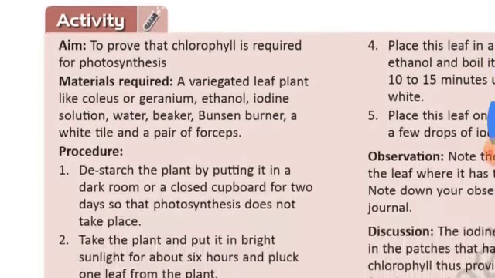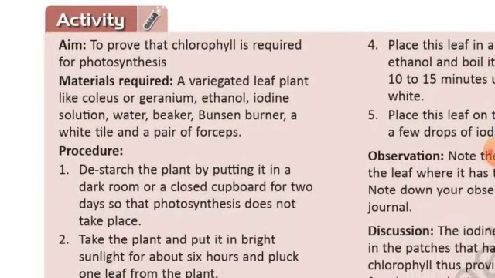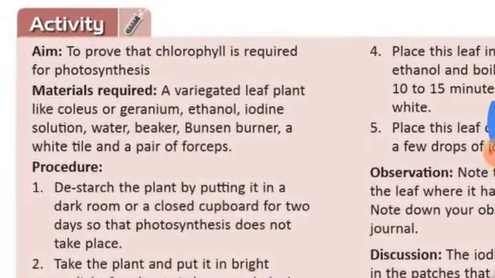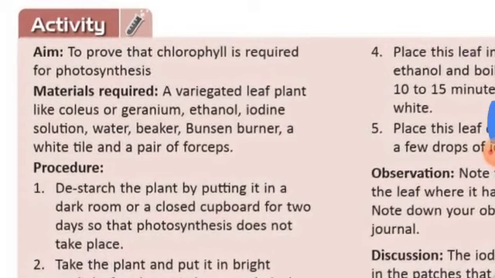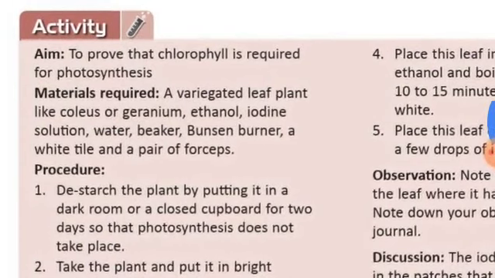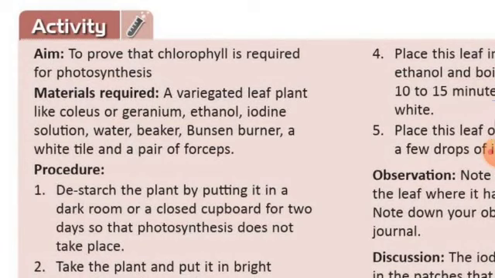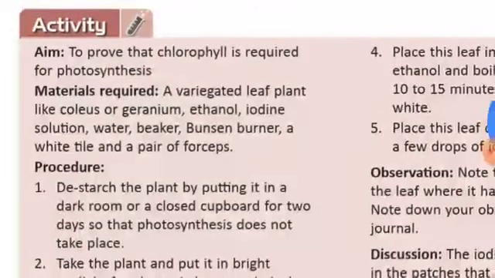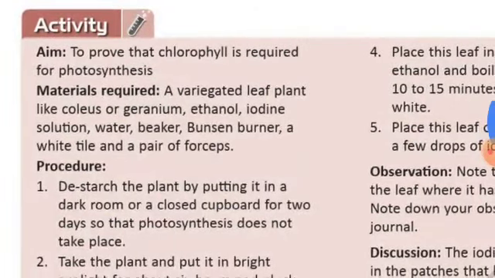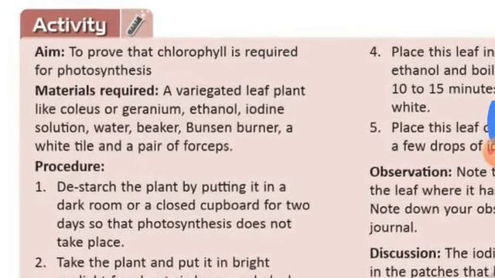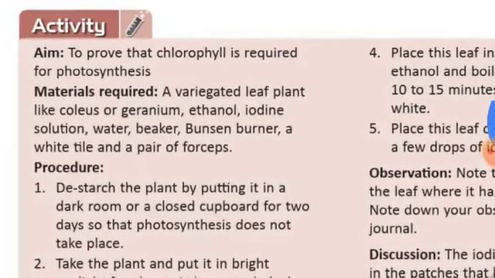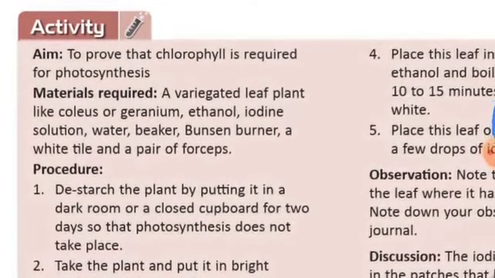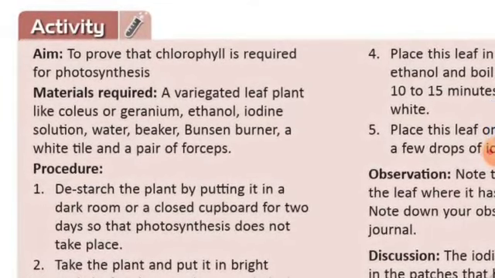Now come to page number 17, to prove that chlorophyll is required for photosynthesis. Here an activity is given to prove that chlorophyll is required for photosynthesis. For that we will take a variegated leaf plant. Do you know what a variegated leaf plant is? Variegated leaf plants are plants which contain leaves with different colors. That means the leaf is mixed with some green and some other non-green colors. So we will take a variegated leaf like coleus or geranium.